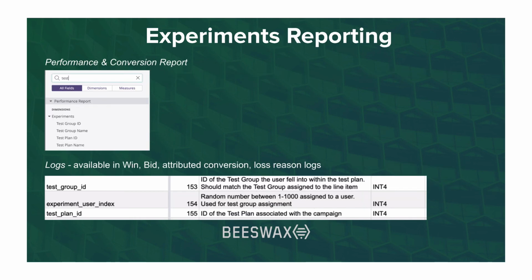For reporting, you can find additional fields under the performance and conversion reports within Report Builder. These are also available in logs. You can see additional fields in win, bid, attributed conversion, and loss reason logs. And the 3 additional fields will be your test group ID, your experiment user index, and your test plan ID. This will give you full visibility on the impact of experiments to your data.